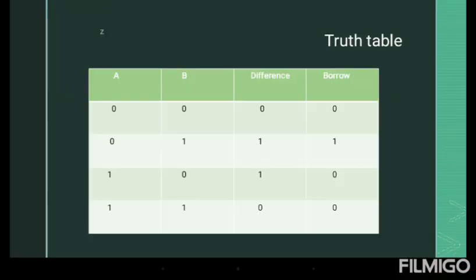So next is the truth table of the half subtractor. The truth table is shown here, and the output of the half subtractor is shown in the table as well. When we give the input as 0 0, the output will be 0 0. Next, for 0 1, the output will be 1 1. If we give the input as 1 0, the output will be 1 0. And if we give the input 1 1, the output will be 0 0. Difference and borrow are the outputs.